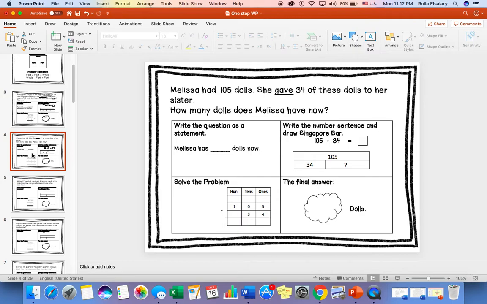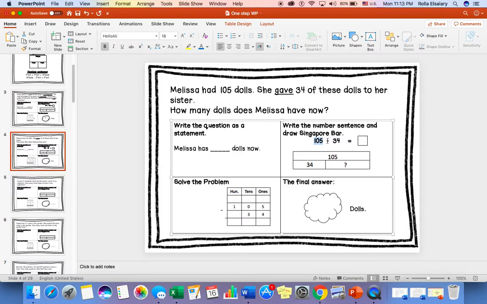Melissa had 105 dolls. She gave 34 of these dolls to her sister. How many dolls does Melissa have now? So write the question as a statement. Melissa has blank dolls now. And then I read the word problem one more time to write my number sentence. So Melissa had 105 dolls. Okay, I'll just write 105. And then I read the rest of it again. She gave 34 of these dolls to her sister.